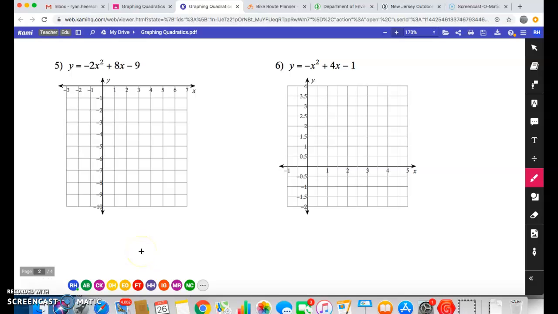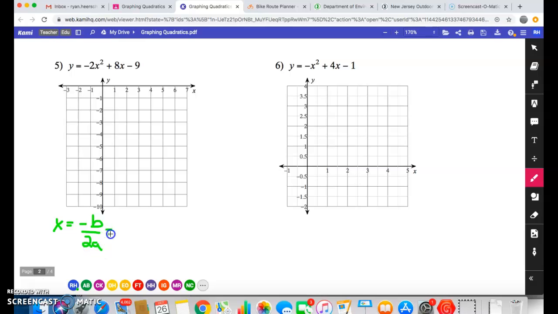All right, ladies and gents, I'm getting a couple questions on how to do these. So let me go through number 5, which we haven't done together. We'll go through the whole thing and see what questions you have. So first thing, of course, is your axis. That's right. Negative b over 2a is your axis of symmetry.